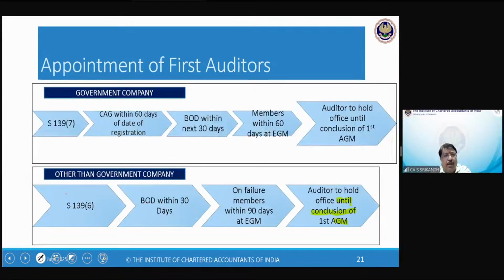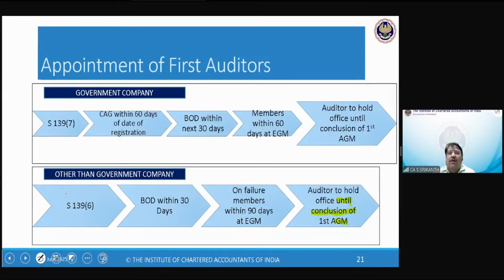If you are the company secretary of a government company, better you go, because you are a chartered accountant. For you and me, what is there? If they appoint, we'll start the audit. But if you are CFO or CS of a government company, then you have to worry about all these things. Board of directors would appoint within next 30 days. If they also don't appoint, then it becomes the duty of members within 60 days. So 60 plus 30, 90 plus 60, total 150 days. Within that time, you have to appoint the first auditor.